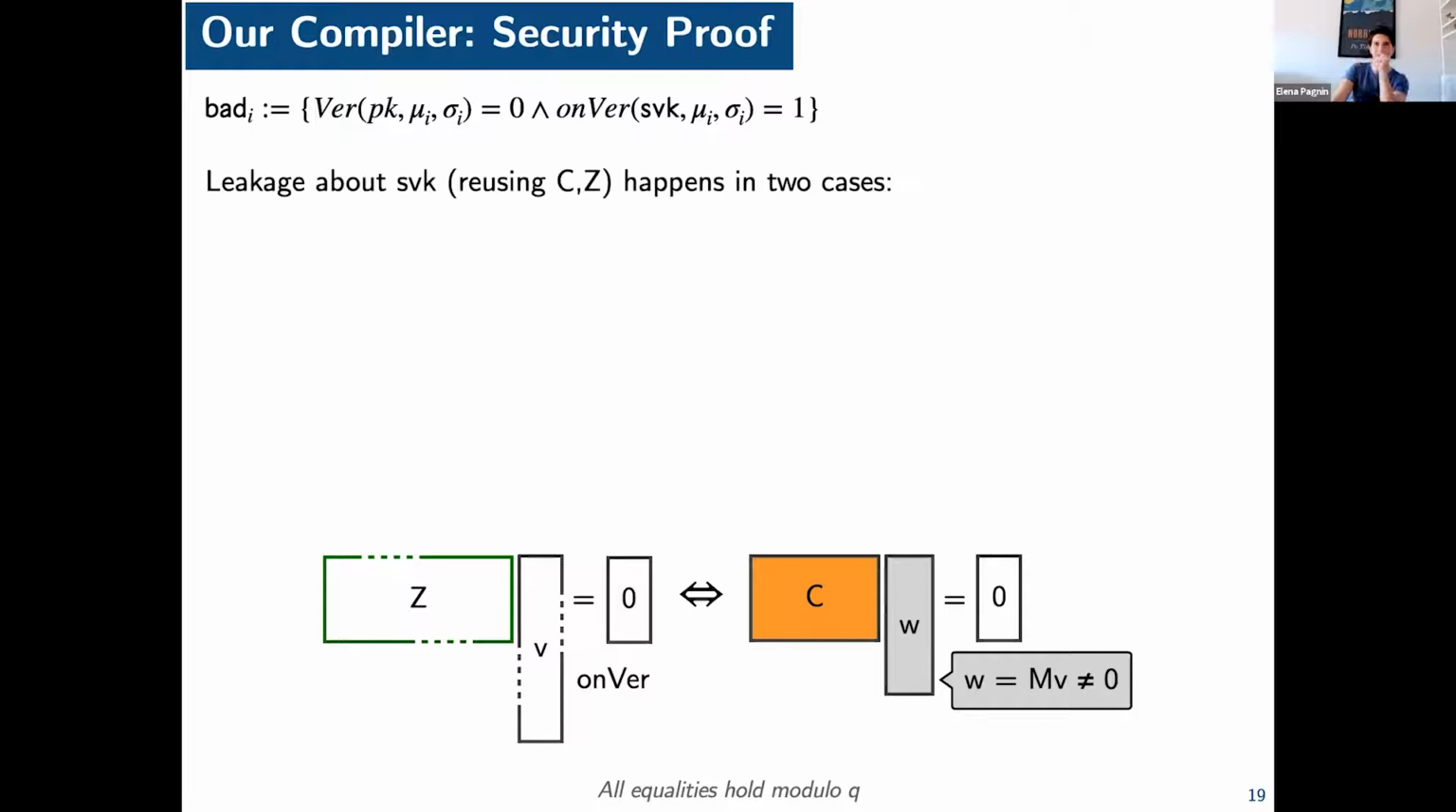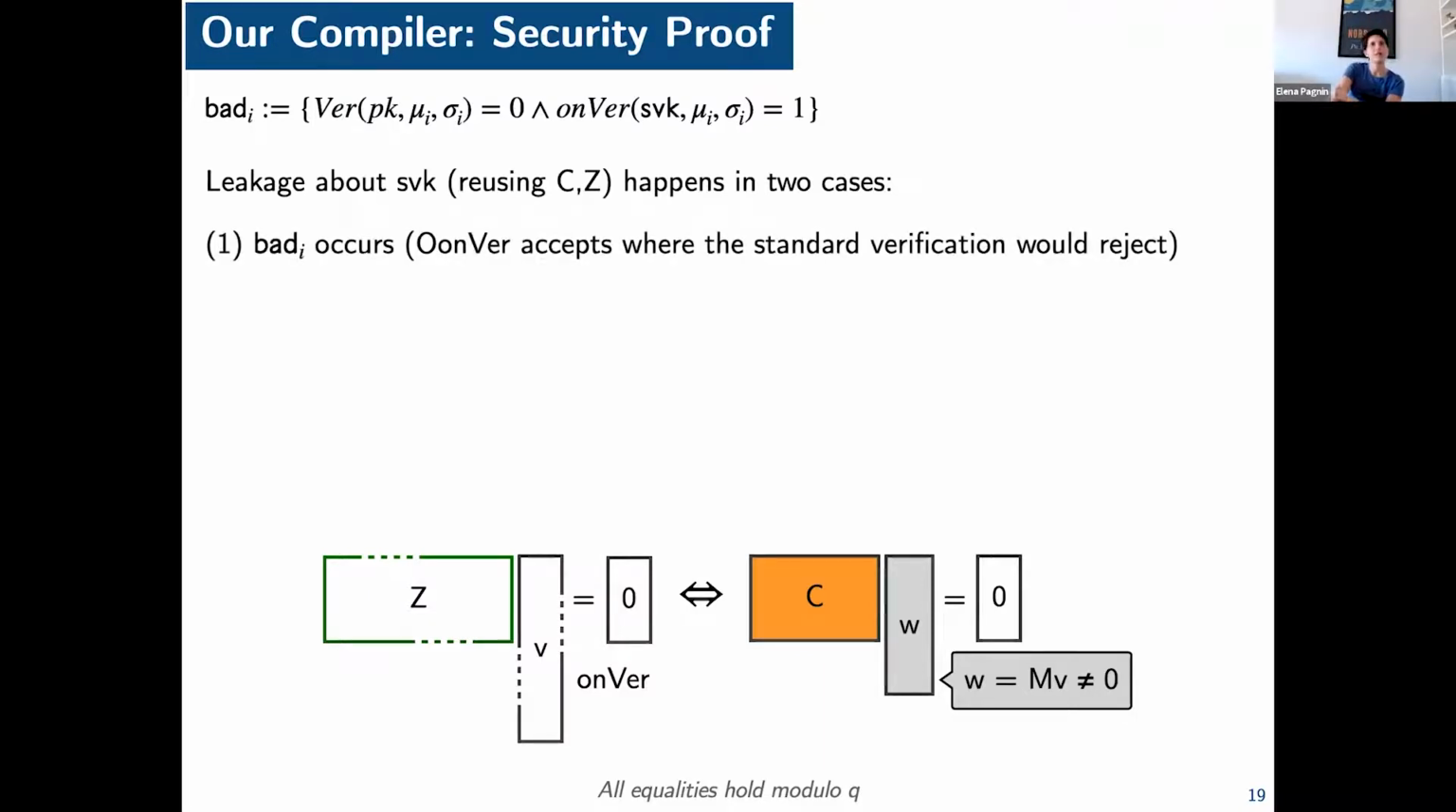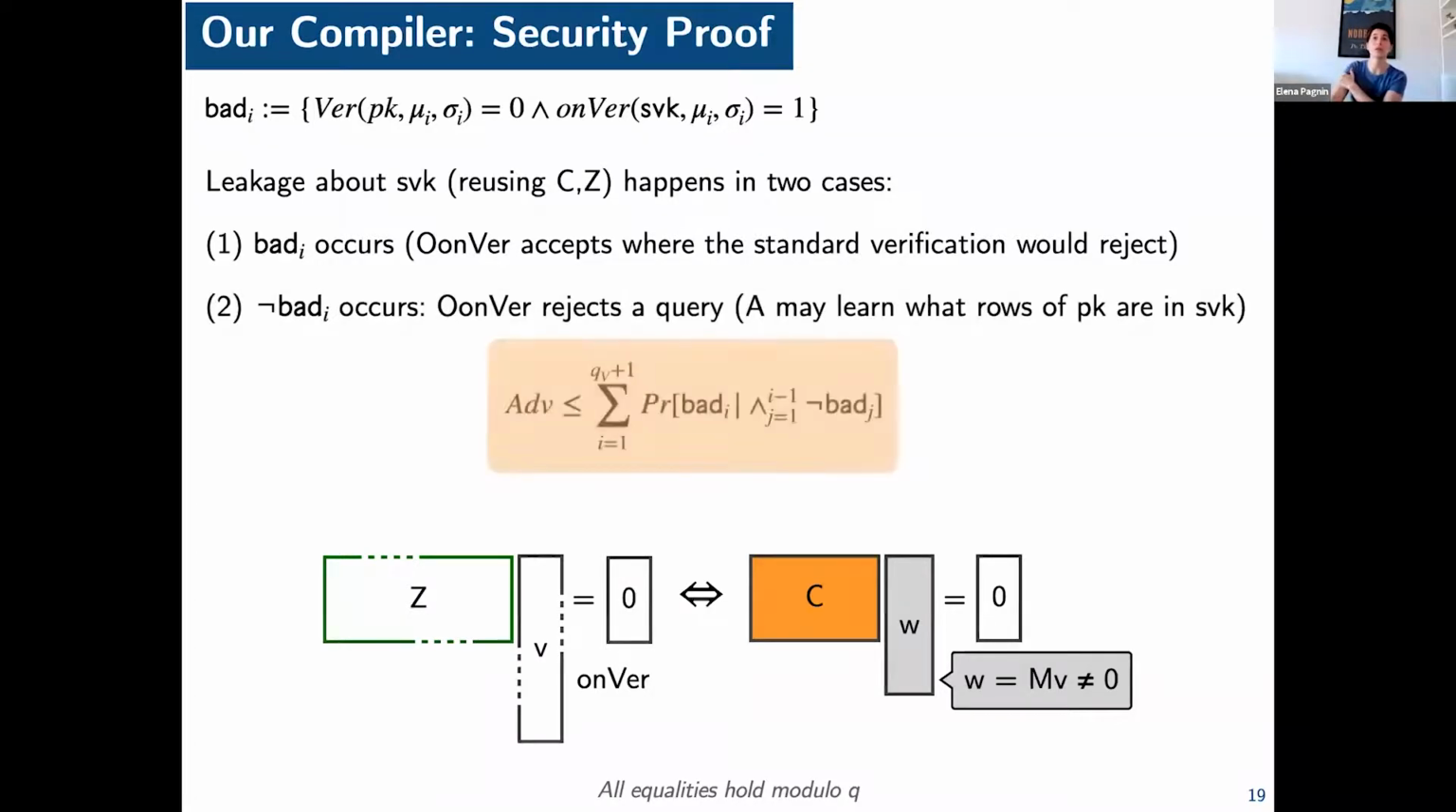So with this new notation, C and Z, if I reuse them, leakage happens in two cases. Here I'm repeating a bit what was in the previous slide just to make it extremely clear. If bad I happens, then I have a forgery: online verification is accepting something that the standard verification would reject. And if not bad I happens, then the online verification rejects a query, but the adversary learns what rows of the public key are used in my secret verification key.